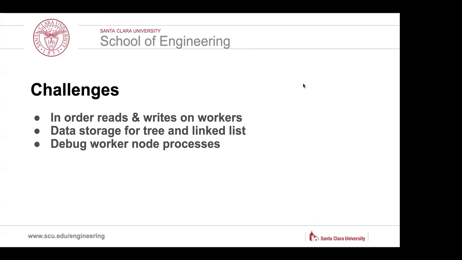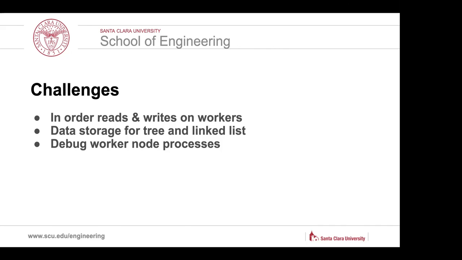So for the major challenges, we have 3 major challenges. The first one is dealing with multi-threading. Just like previously stated, we have more than 1 thread, so we need to deal with the in-order reads and writes on all the workers. The second challenge we encountered is how to store the tree and the linked list. Both the tree and the linked list stay as nodes. So we have to find a way to save different nodes into different groups, and we also need to figure out a way to reconstruct it if the user requires.